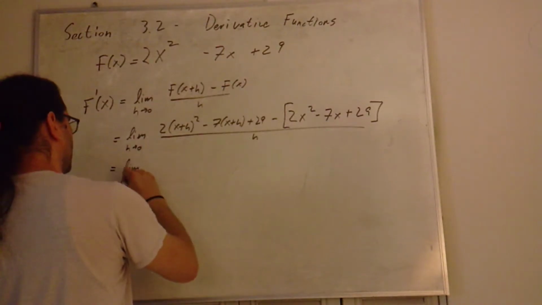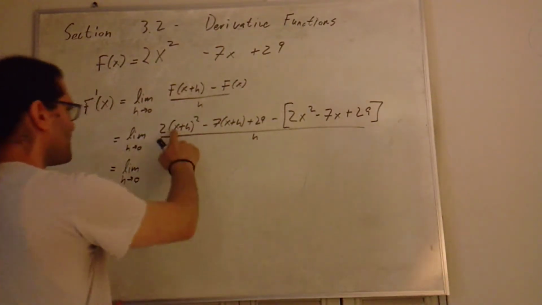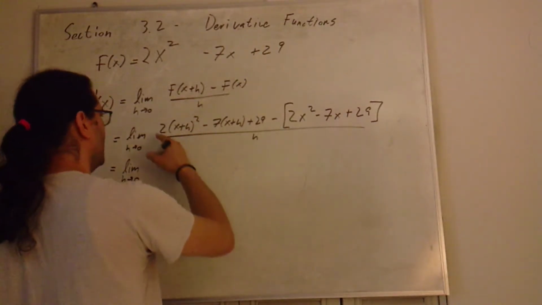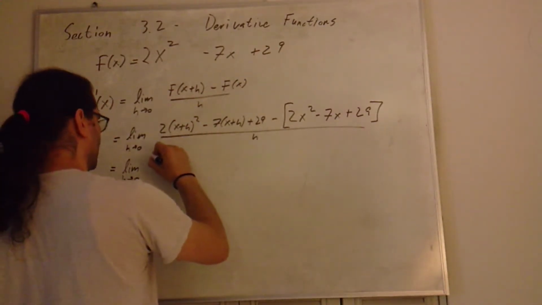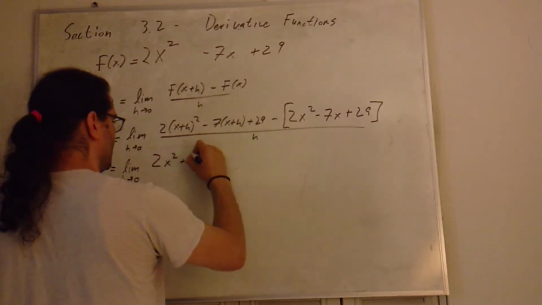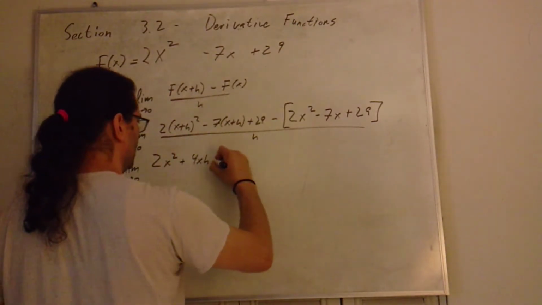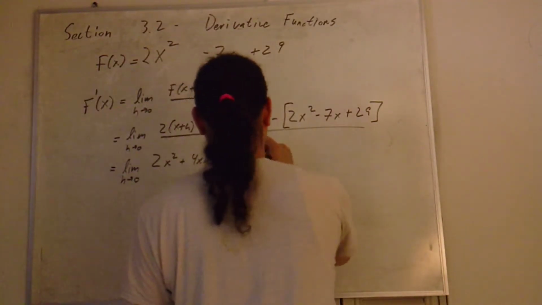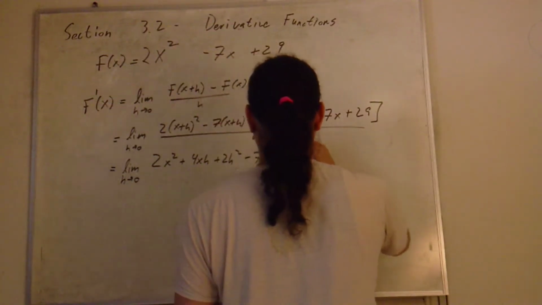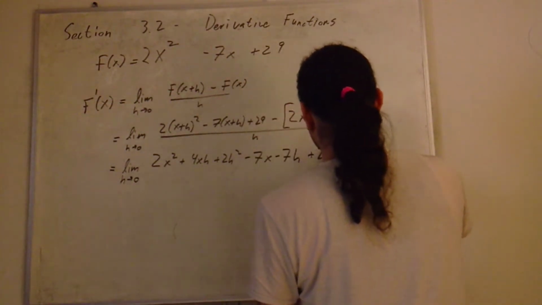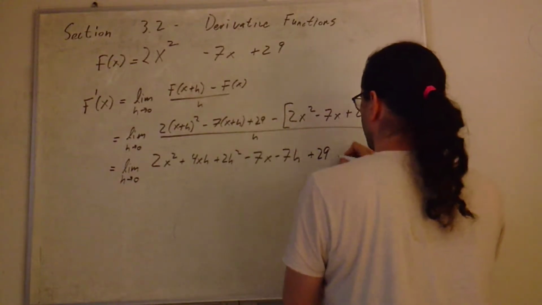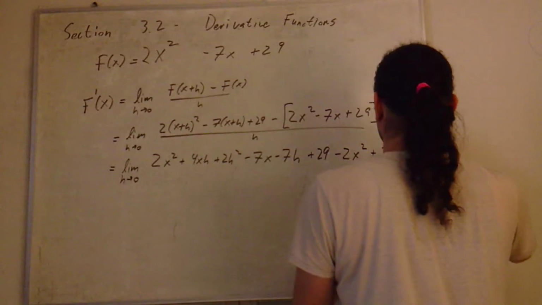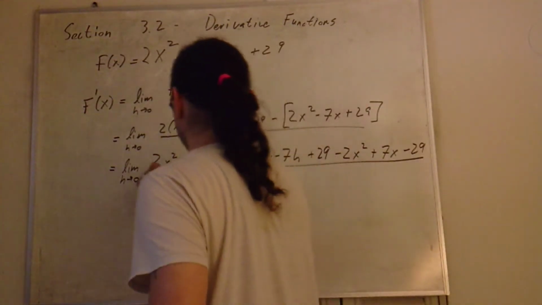I'm going to do it all at once. I know that x plus h squared is going to be x squared plus 2xh plus h squared. And then when I distribute the 2 in there, I should get 2x squared, 4xh, and 2h squared. Distributing the 7 should give me -7x minus 7h. The 29 can just hang out. And then I distribute this negative sign. I get -2x squared, positive 7x, and -29. And all of this is still divided by h.